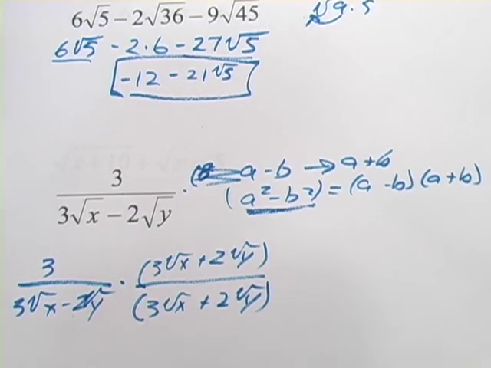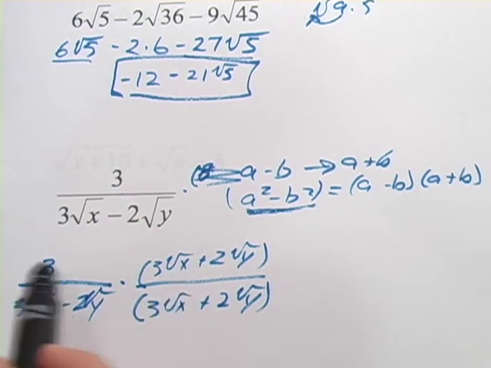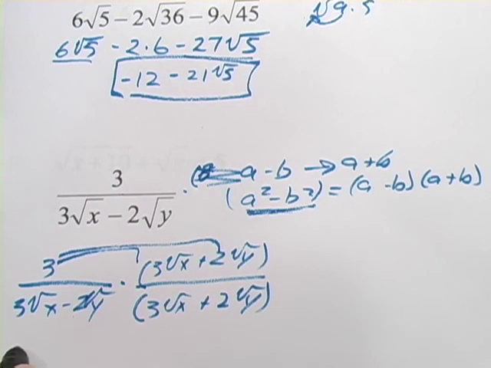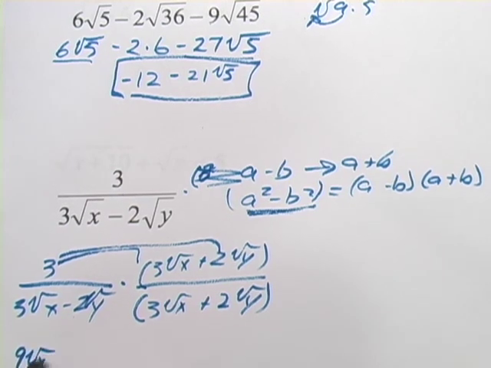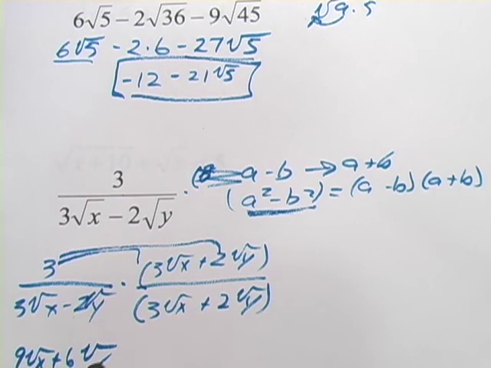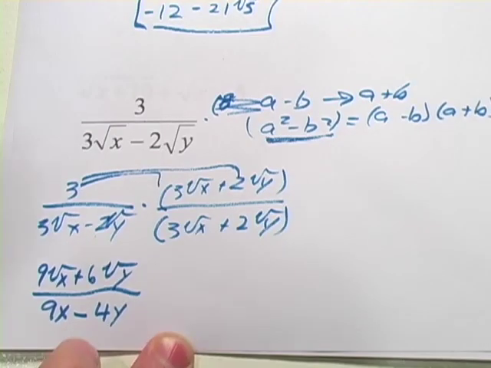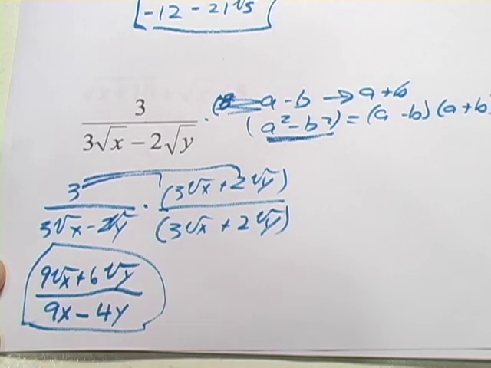So I've gotten rid of my radical signs. That's what I wanted to do. Now, at least on the denominator, what do I get on the top? Well, I'm going to multiply this 3 by both terms. I'm going to get 9 square root of x plus 6 square root of y. And that is my answer. So that's a little bit with simplifying radical expressions.